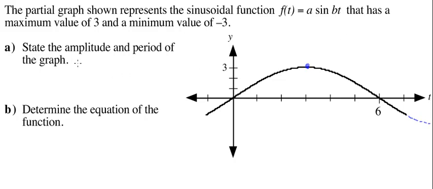So for amplitude, we find it using max minus min over 2. The maximum is 3, the minimum is -3. We divide that by 2. 6 divided by 2 gives us an amplitude of 3, to nobody's surprise.